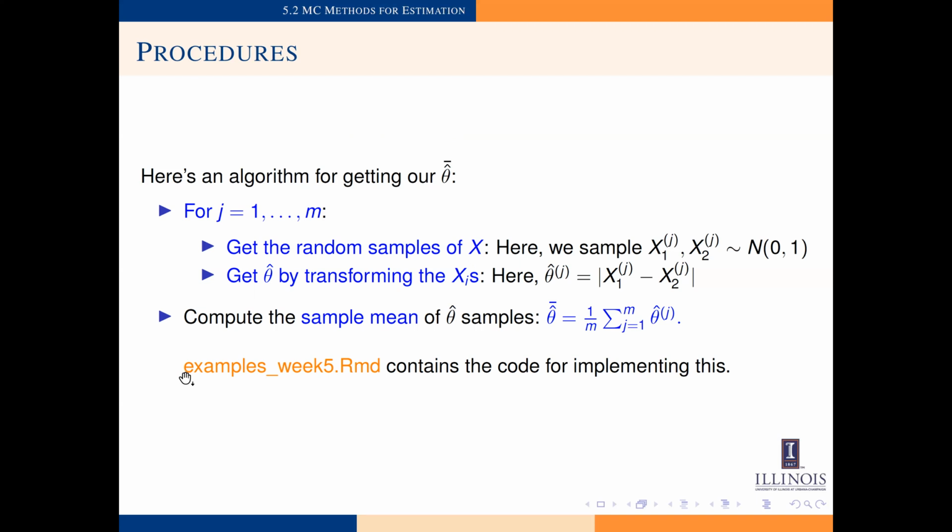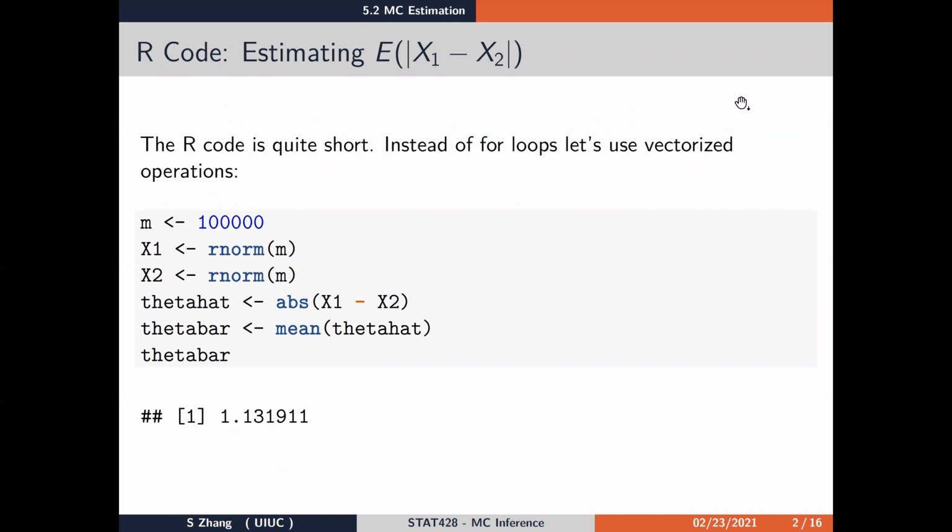Let's try to implement this in R. If you go to Moodle and download the code for examples week5.r markdown, it contains the code for implementing this. As a side note, there is no participation task for this week. Here's the code, which is actually quite short. When I explained the procedures, I used a for loop structure, where for j from 1 to m we implement these steps. But we know that for loops can be quite slow in R. So instead of using for loops, let's use vectorized operations to replace them.